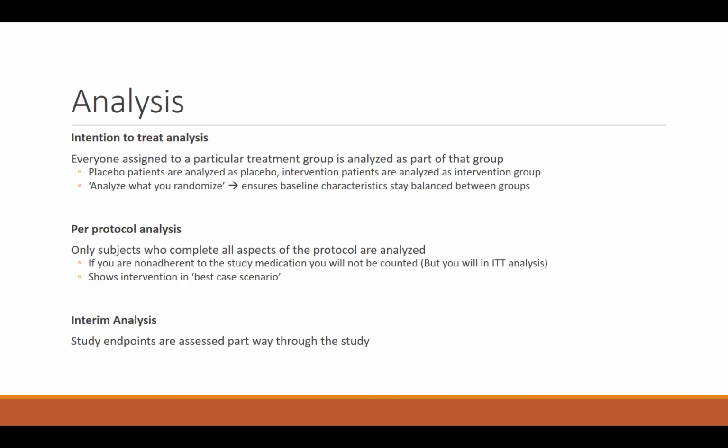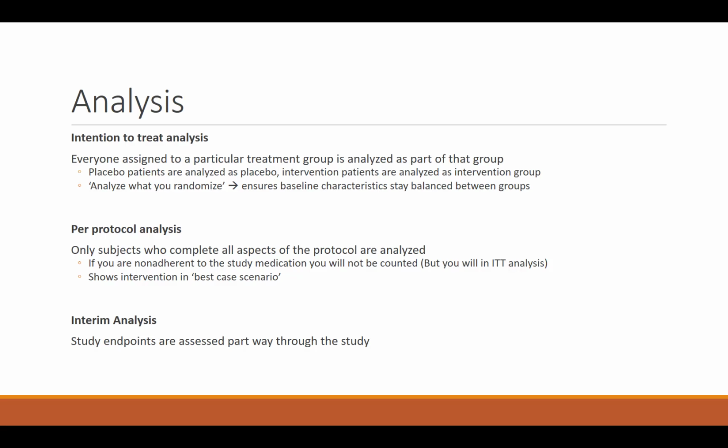There are also several methods for analysis in randomized controlled trials. The most important one, and the one we need to make sure that investigators do in every study, is called an intention to treat analysis. This is an analysis in which everyone assigned to a particular treatment group is analyzed as part of that group. So if you are randomized to receive placebo, you're analyzed with your outcomes as a placebo patient. If you are randomized to the intervention, you are always analyzed as an intervention patient. The catchy phrase for this type of analysis is "analyze what you randomize."